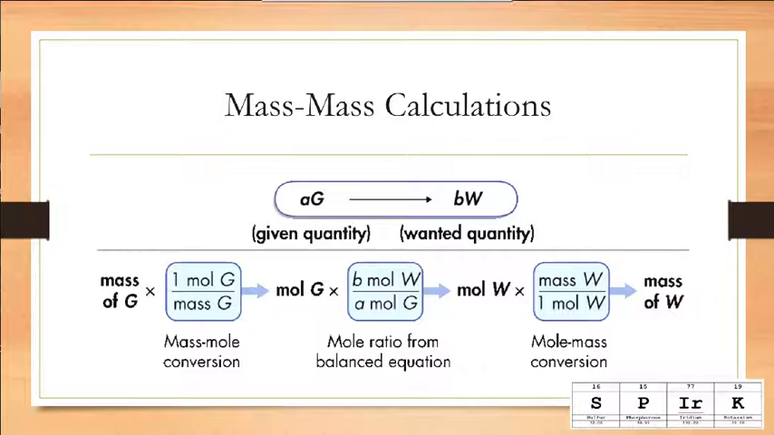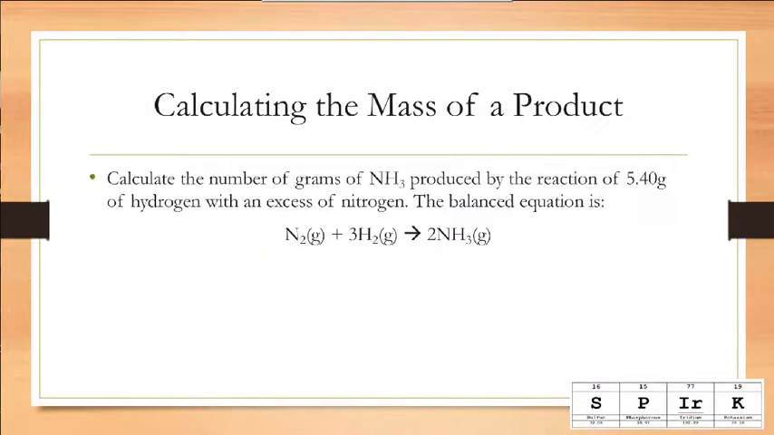So a mass-to-mass calculation looks something like this. The mass of G, and we use the molar mass of G to convert to moles, and then we use the moles of G, multiply that by the mole-to-mole ratio of G to W, then use our molar mass of W, and we end up with the mass of W in grams.